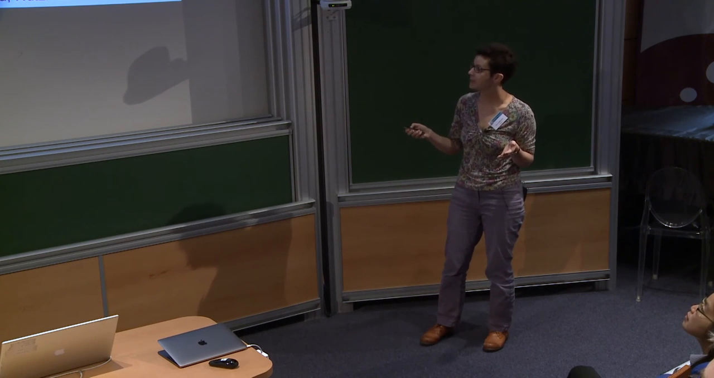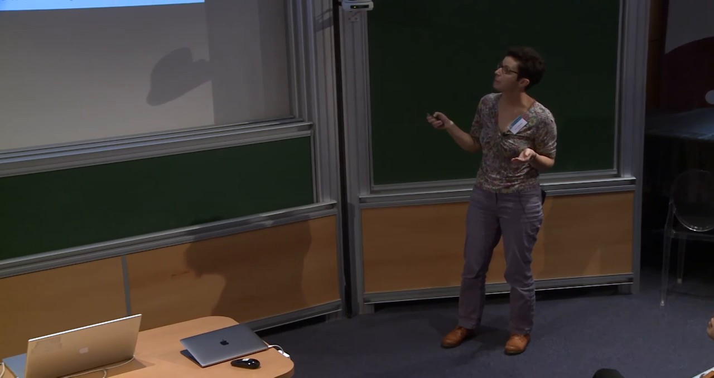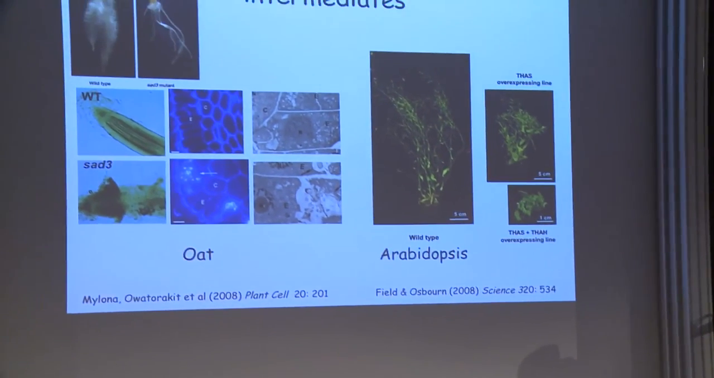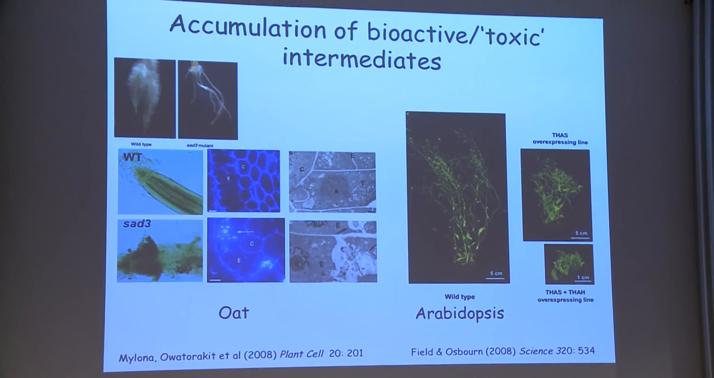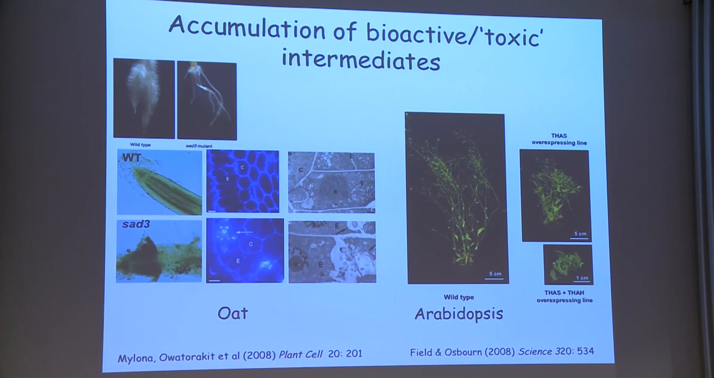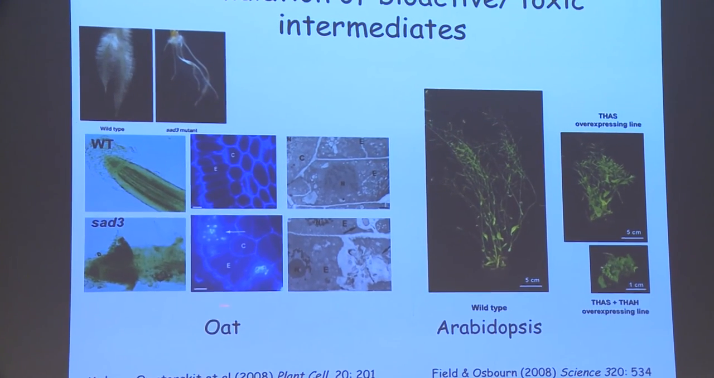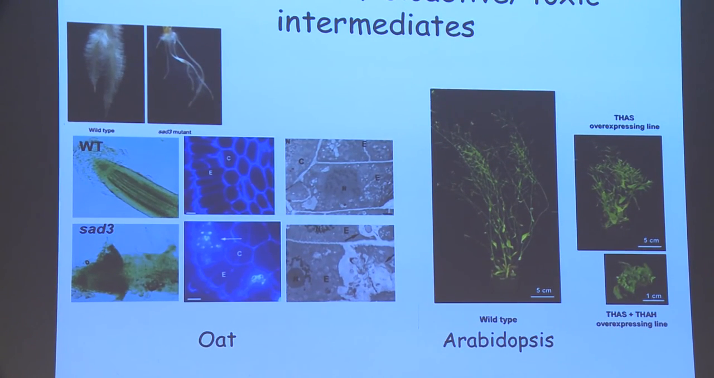On top of that, we also know that in some cases, if we interfere with these pathways, with mutants or with overexpression of pathway genes, then we get elevated levels of intermediates accumulating. And this can have clearly detrimental effects. Not always, but in some cases. So in oat, for example, failure to add on a glucose to the trisaccharide chain of the triterpene leads to a very sick root phenotype.